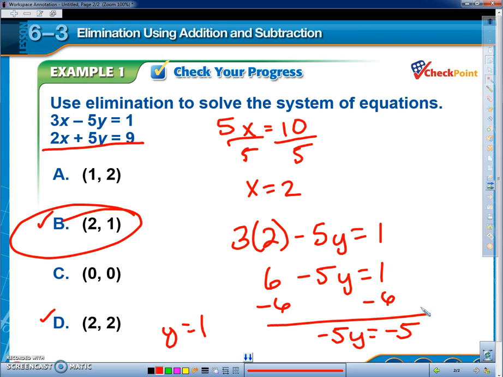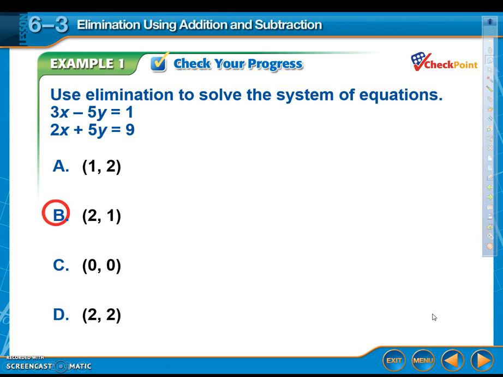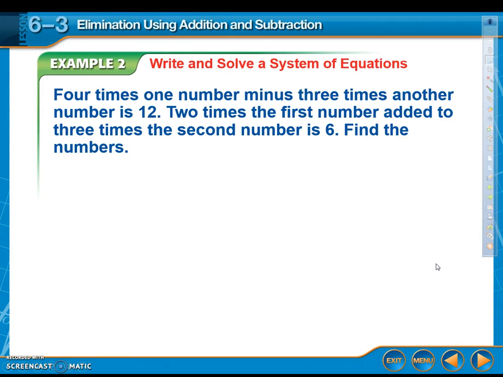How can I check this? I can put these both in there and make sure that they both equal out, and they do. Or I could graph this. I could solve these for y and graph it, and both of those lines should cross at 2, 1. Okay, let's keep going. Hey, I got that one right that time.